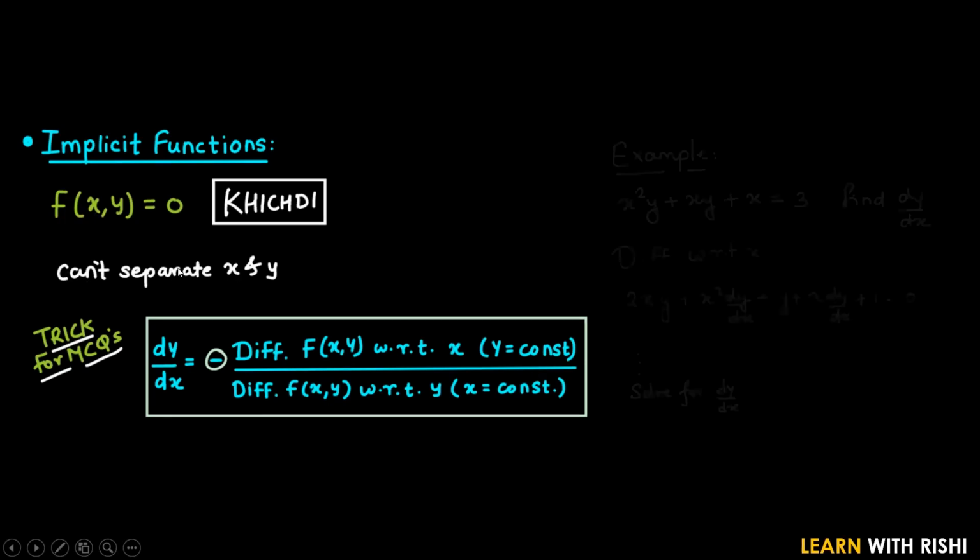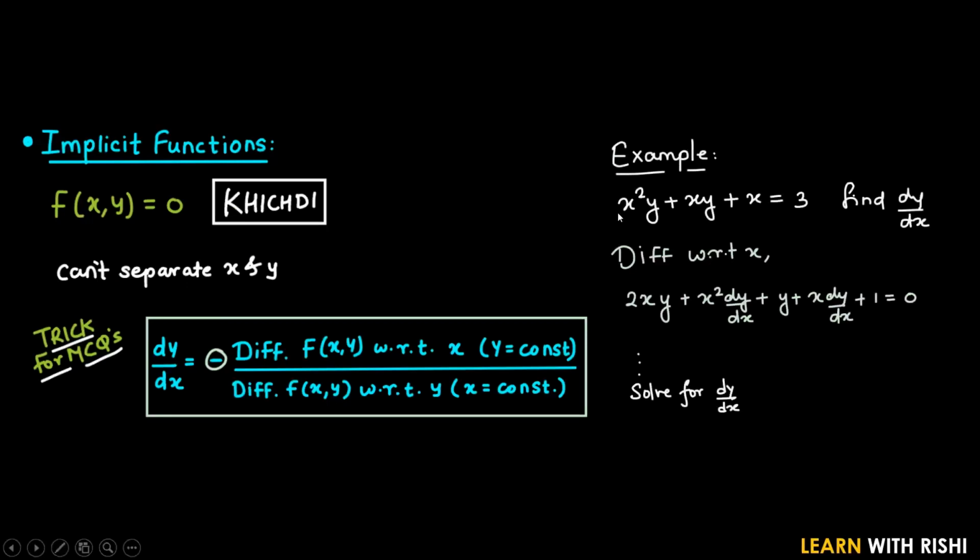So how to solve these implicit functions? For example, my function is x square y plus x to the power 5 plus x is equal to 3 and we have to find dy by dx. So here you can see that we cannot separate x and y separately. We cannot make a separate equation of x and y here. They are combined together. And we have to find dy by dx. So in this case, we have to directly differentiate with respect to x.